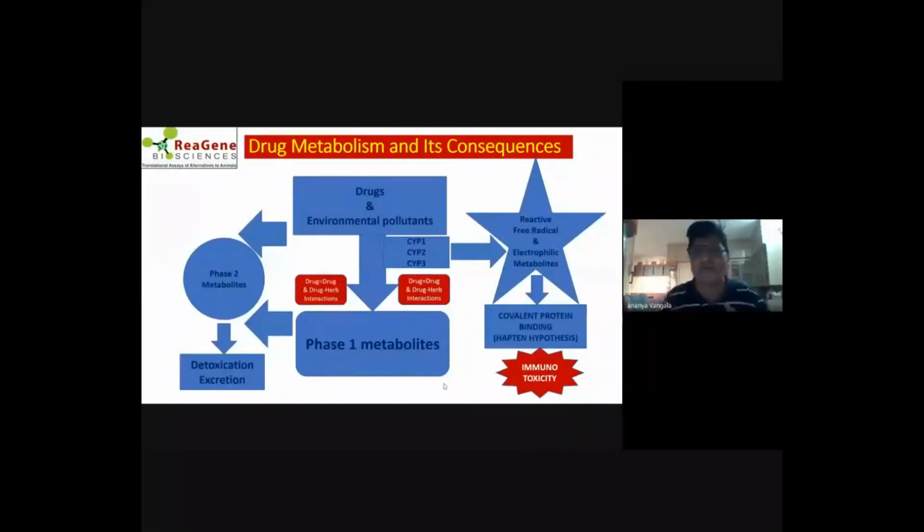We also have some drugs that are metabolized to very toxic reactive intermediates. They covalently bind to proteins or DNA and cause either immunotoxicity or cancer. So it's a very complicated process, the liver detoxification process. We assume it detoxifies, but it also puts toxic metabolites into our system. Next one.